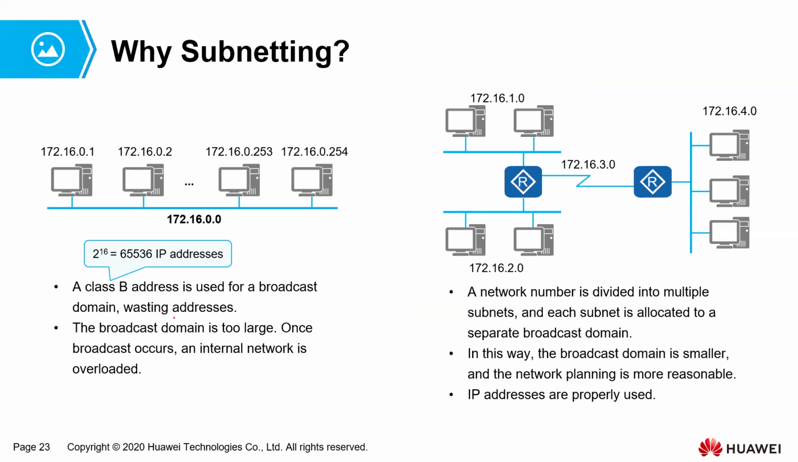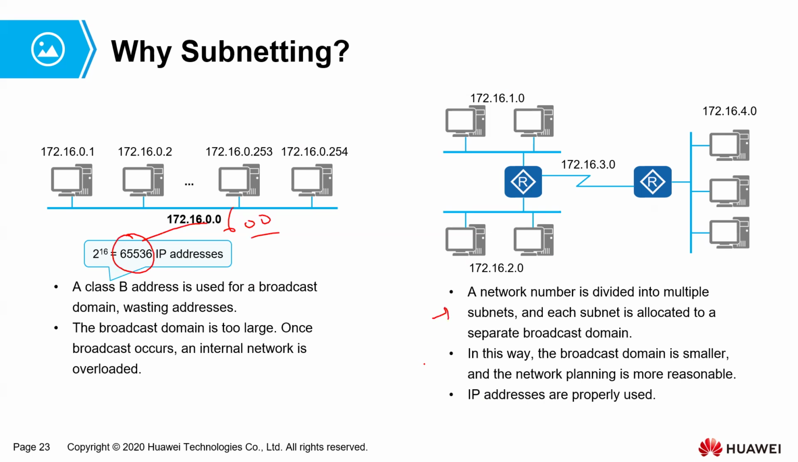Here, what are they saying? The broadcast domain is too large. Once broadcast occurs, the internal network is overloaded. So if the broadcast domain is 65,000 devices, that's a lot. It means you are basically sending a message to 65,000 devices. That's a lot to process within the network. So how do we solve that? I can divide these into 10 networks of 600 each. 600 is a far smaller number than 65,000, so less processing. That's the idea behind subnetting.